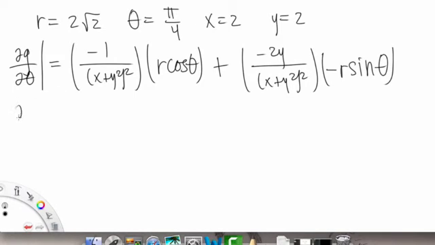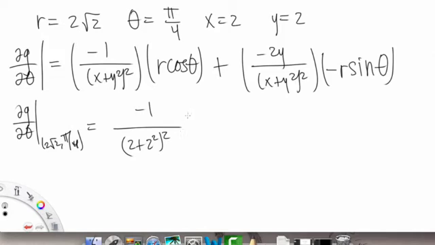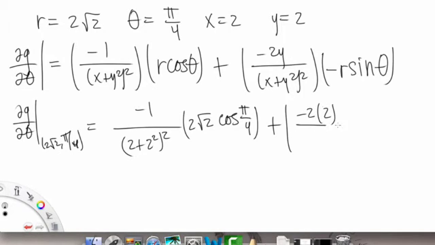So now if we plug everything in, we get that dg d theta evaluated at 2 radical 2, pi over 4, which is what we want, right? That's going to be equal to a negative 1 over 2 plus 2 squared quantity squared, and then r times cosine theta, that's going to be 2 radical 2 and cosine pi over 4, plus, and now we have a negative 2 times, not a y, but y is now a 2, so we're going to plug that in. On the bottom we also have a bunch of 2's going on, right? And then we have a negative 2 radical 2 times sine pi over 4.